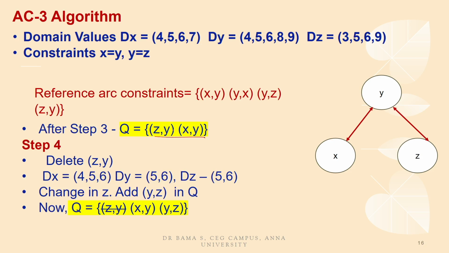Now, after step 3 we have this result. In the Q, z y is first, so we will delete z y. That will result in x being the same, 4, 5, 6, we have not touched x y. Now, y is 5, 6 and z is 5, 6. z gets changed, earlier it was 3, 5, 6, 9. There is a change in z. So, whatever is incident on it, bring it back. So, y z should be added in Q. That is added here. So, this becomes x y and y z is added.